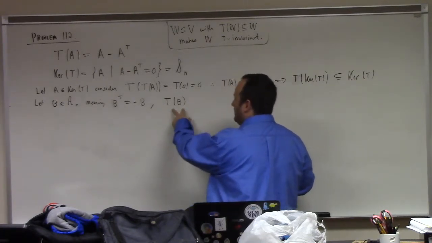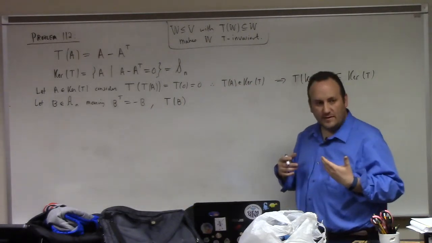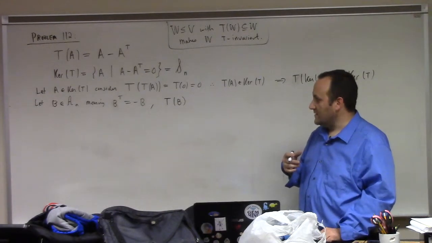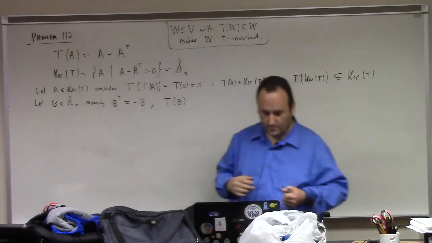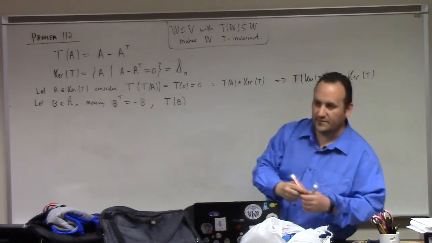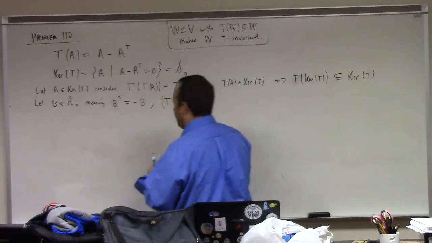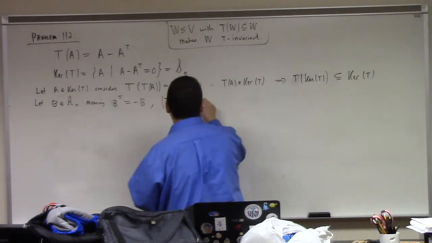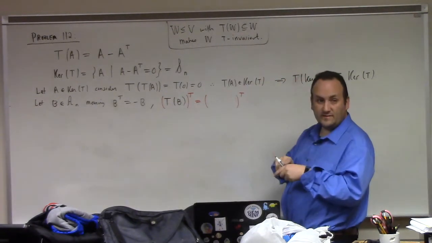Okay, anyway, if I want to test whether or not T of B is in AN, what do I have to check? What does it take to be in the club, so to speak? What's the definition of AN? It's that when we take the transpose of it, we get back minus what we started with. So how do you actually check that here? Well, what's the definition of my T? B minus B transpose.